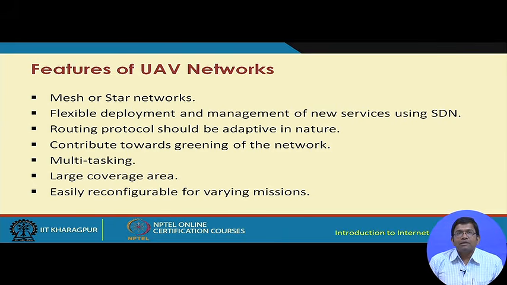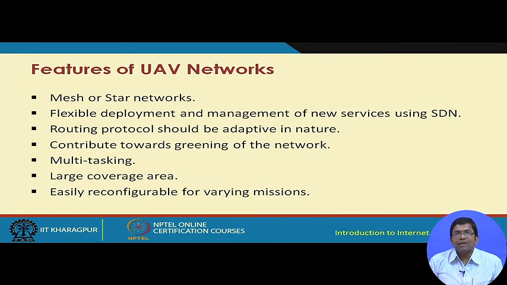Then the second feature is the flexible deployment and management of new services using SDN. So, nowadays people are talking about using SDN to manage UAV networks for flexibly deploying and managing different services. The routing protocol should be adaptive in nature, should contribute towards greening of the network, and multitasking is a very important feature. These flying nodes, these quadcopters for example, in a UAV network, they could be doing different things together, they have to do different things together, and that is a very important feature of UAV network.